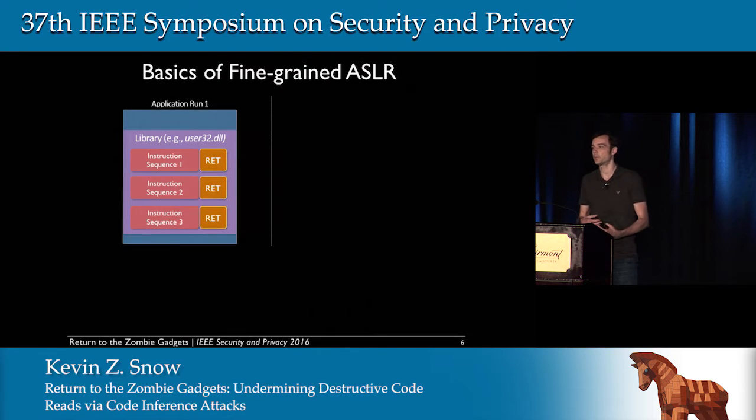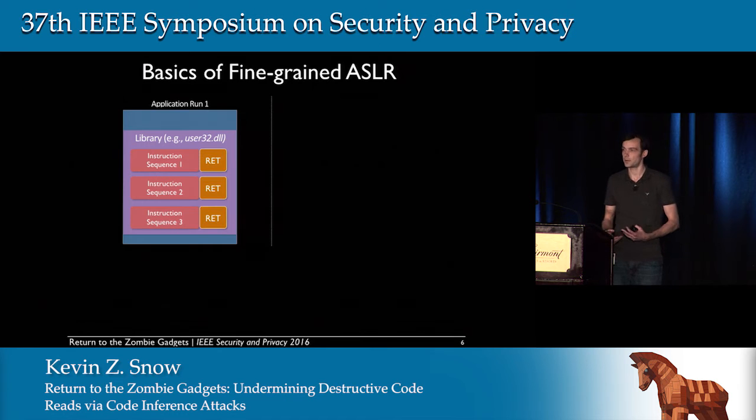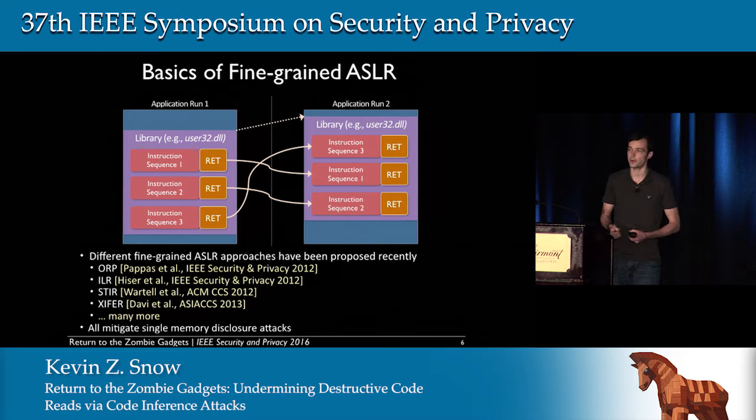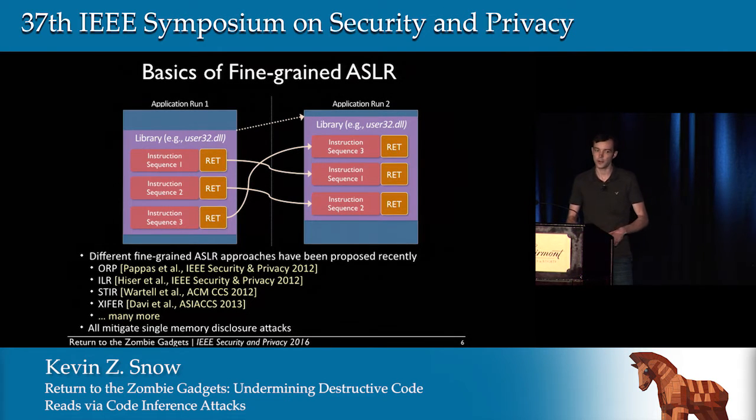So to help with this problem, researchers have tried to create enhanced versions of address space layout randomization. In general, this is called fine-grained ASLR. The idea here is to not only move entire libraries up and down, but to also randomize the location of functions within those libraries, the basic blocks within those functions, and even instructions inside those basic blocks, and sometimes the registers used in those instructions. There's been a whole bunch of different proposals for how to implement fine-grained ASLR over the years, but they all essentially mitigate this single memory disclosure attack that I described in the last slide.